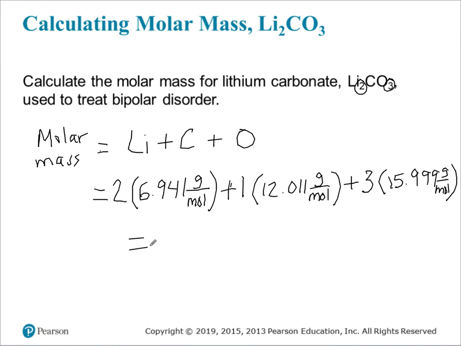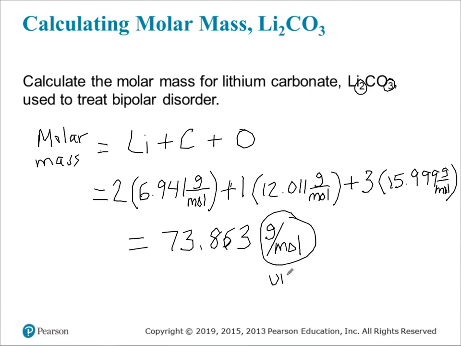When you total all of that up, you should get something like 73.863. That's a bad 6, y'all. Grams per mole. So grams per mole is your unit for molar mass.